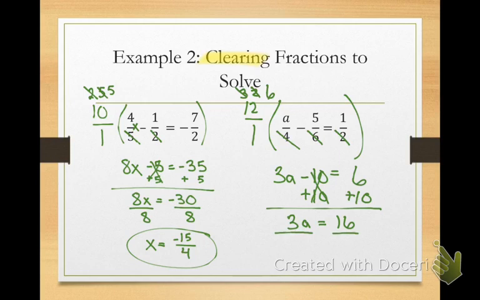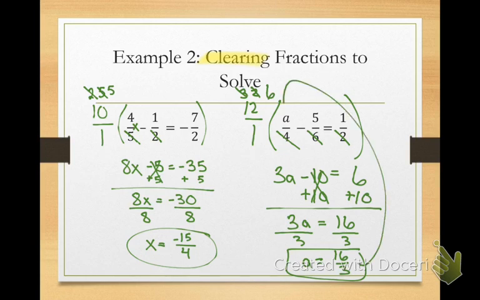Divide by what? 3 on both sides. And A equals... guys, I want you to leave your answer improper. And here's why. If you were to go back and check this, that's going to be a complex fraction. It's easier to check when it's an improper fraction. If you turn that into a decimal, 16 divided by 3, you would get 5.3 repeating. It gets a little complicated to check it, but it is possible.